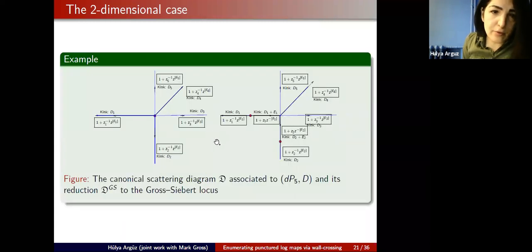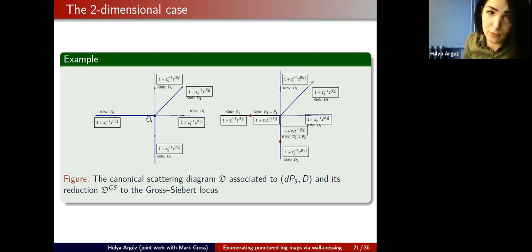As an example, so we had these minus 1 curves. The canonical scattering diagram for dP5 is on the left-hand side. So on every ray, you attach 1 plus c_i inverse c_2 E_i, the curve plus E_i. So there are some 1 plus some monomial and some coefficients, which are elements of the Mori cone, curve classes.